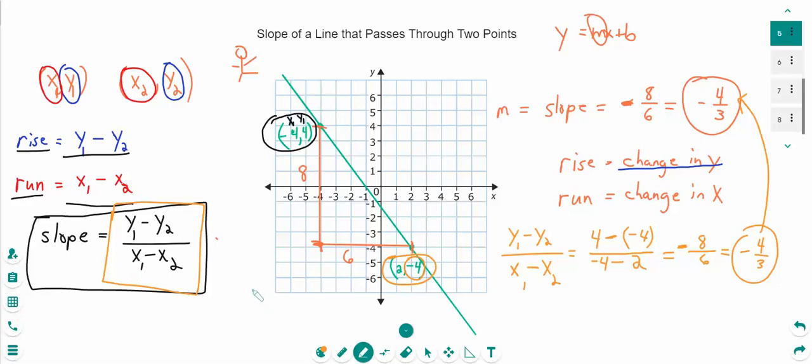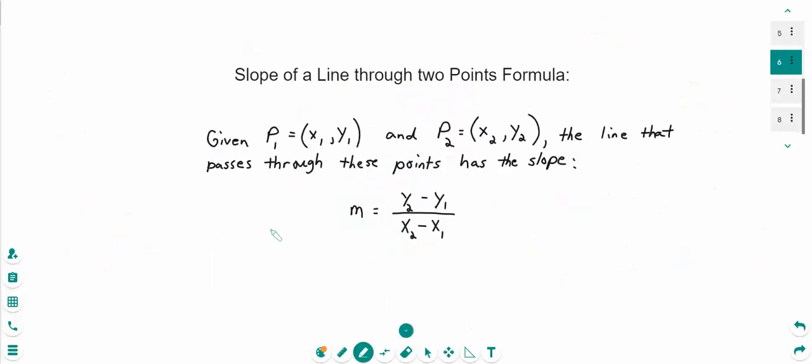Okay? All right. So, in your class notebook, let's write this down so that we don't forget it. The slope of a line through 2 points formula. And it says, given P sub 1, which is simply the first point. So given P sub 1 is equal to x sub 1, y sub 1. And P sub 2, meaning the second point, is x sub 2, y sub 2. All right. The line that passes through these points has the slope, and this is the important part. The formula is m, which stands for slope, equals y2 minus y1 over x2 minus x1.